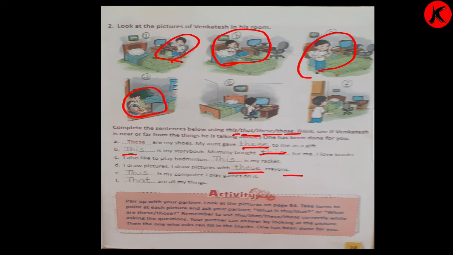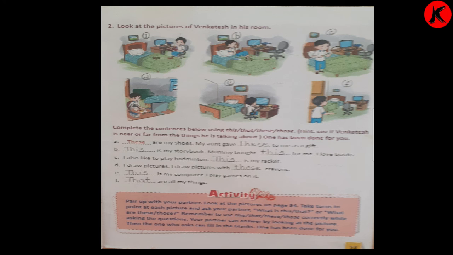Dash is my computer. See, Venkatesh is showing you the computer. I play games on it. So Venkatesh is very near to the computer. So he is using this, this. This is my computer. I play games on it. F. Dash are all my things. Venkatesh is showing all his things in his room. So he is far from them. So he has said that, that. Those are all my things.